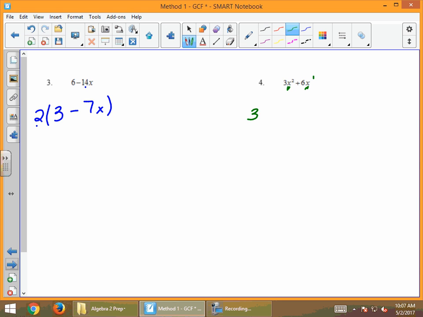So in the first term, we have an x squared. And the second one, we have an x to the first. Which one's smaller? X to the first. So that's going to be our GCF. Then write your leftovers. Again, just divide out the number.